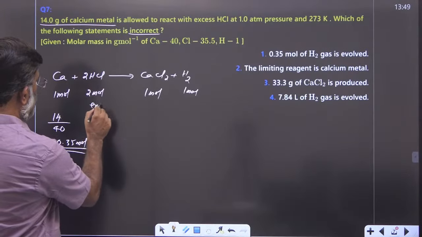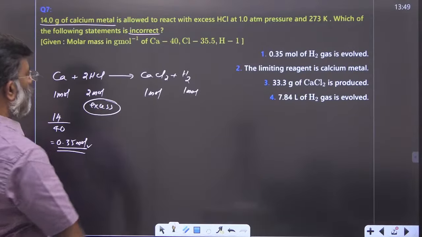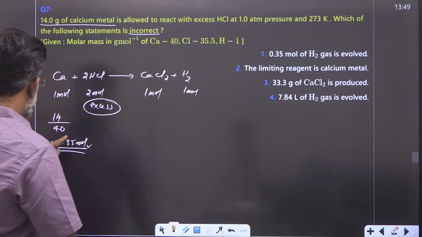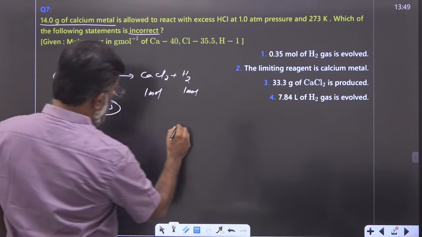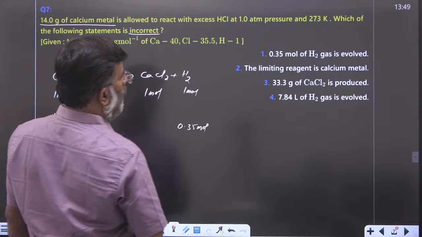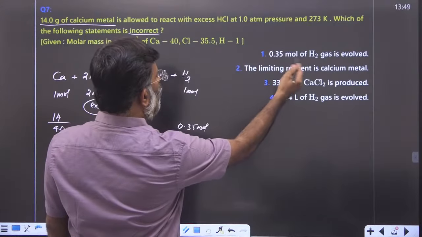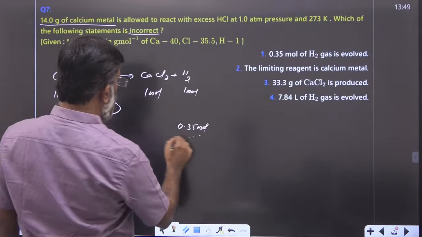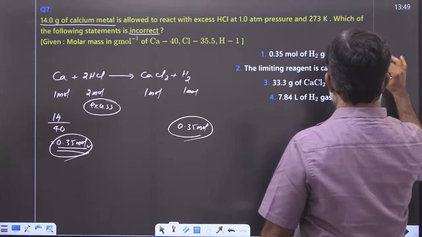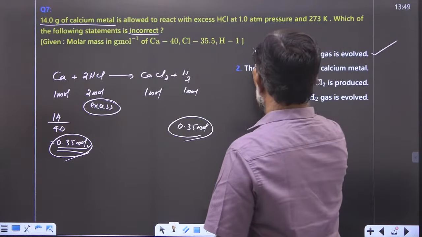HCl is in excess, and that is not the point of discussion. How much H2 will be formed? 1 mole will give you 1 mole, so 0.35 mole will give you 0.35 mole. At STP, 0.35 mole H2 gas is evolved. No need to find the volume, it is the number of moles itself. So this is a true statement and not our answer.